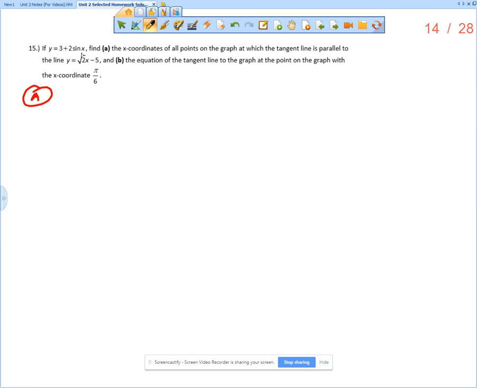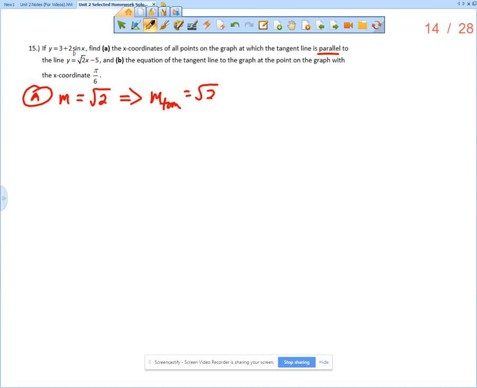y equals 3 plus 2 sine x. Find the x coordinates of all points on the graph at which the tangent line is parallel to y equals root 2 x minus 5. First of all, you need to realize that the slope of that line is root 2, which means since this line is parallel to the tangent line, we are looking for a slope of a tangent that is also root 2. All right, now what does that mean?